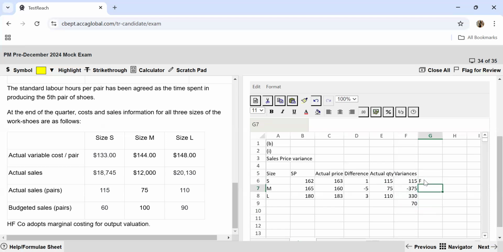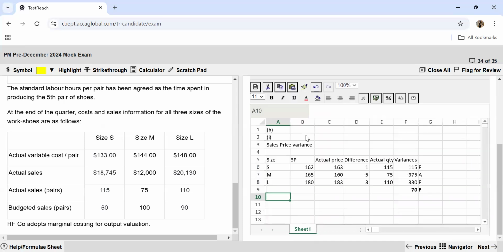It is very important that you mark over here which is favorable and which is not. So this is your final answer, and you have presented all the variances for different sizes separately. So this is a good presentation of your answer. Now I move ahead to the second part where I'm required to find out the sales mix variance.